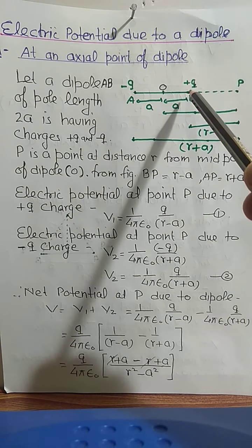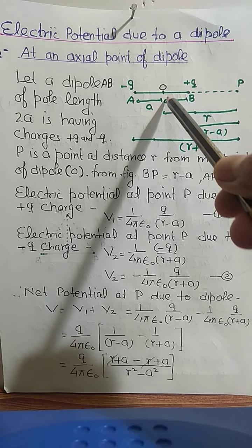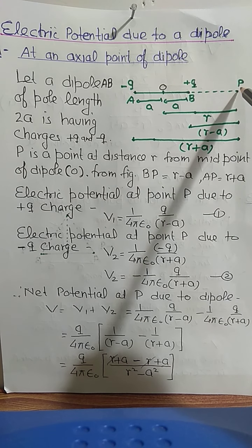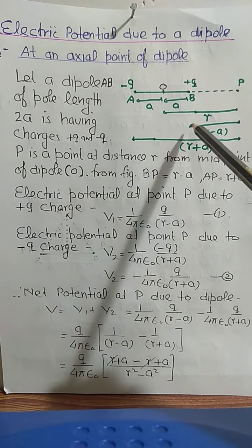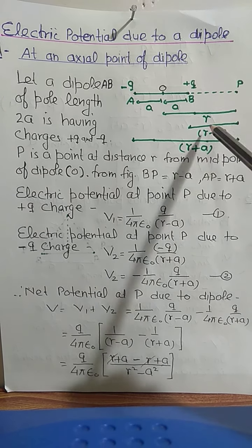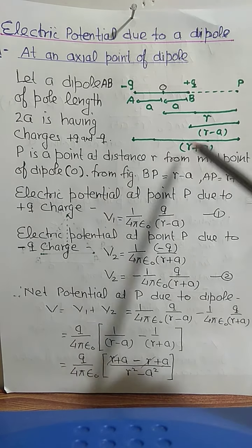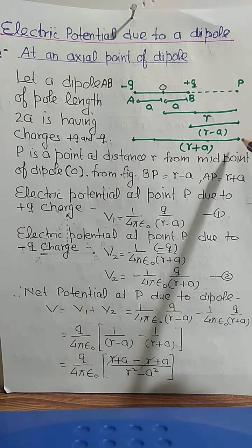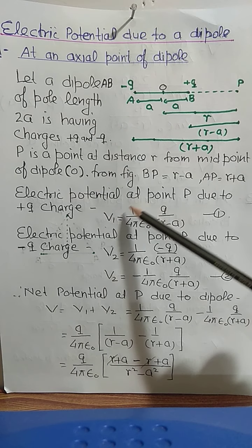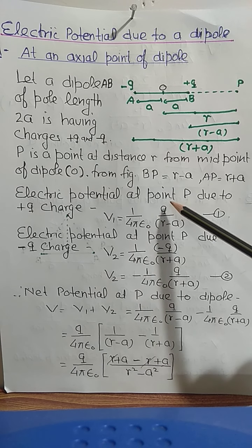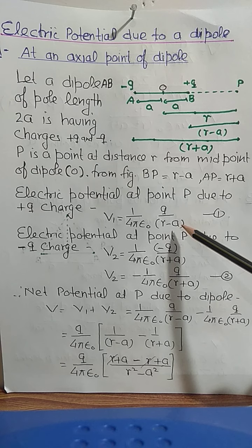AB is the dipole, midpoint O. From point O at distance R there is point P, which is the axial point at which we have to find the electric potential. Clear? The distance of P from plus Q charge is R minus A, and from minus Q charge it is R plus A. Any doubt? No? Okay. The potential at point P due to plus Q charge will be what? V1 is equal to 1 upon 4 pi epsilon naught Q upon R minus A. Equation number 1.